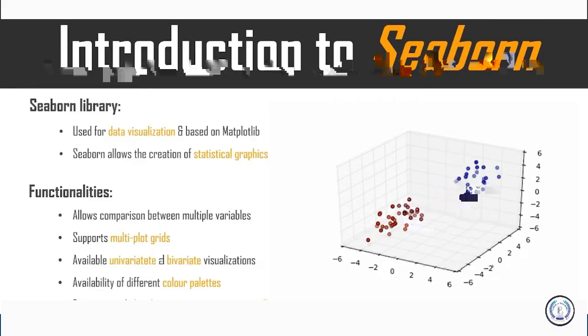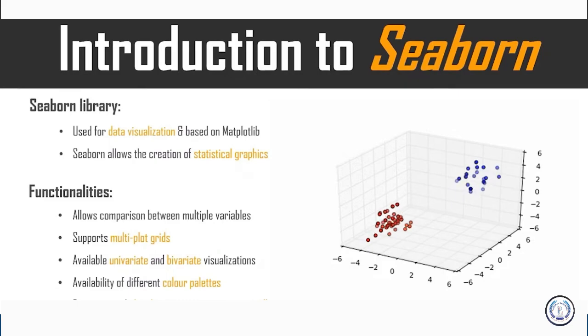It has univariate as well as bivariate visualizations available to compare between subsets of data. The availability of different color palettes to reveal various kinds of patterns. It also estimates and plots linear regression automatically.